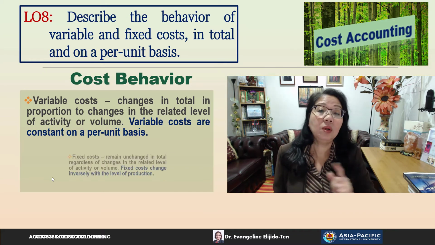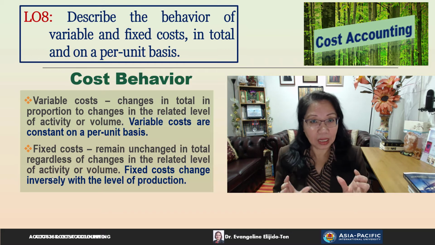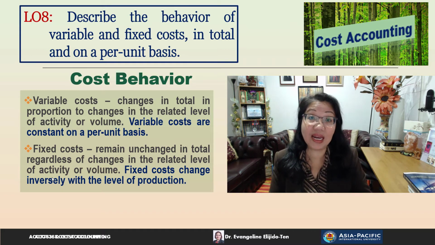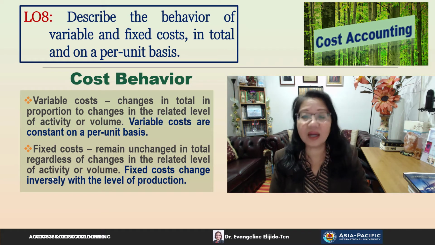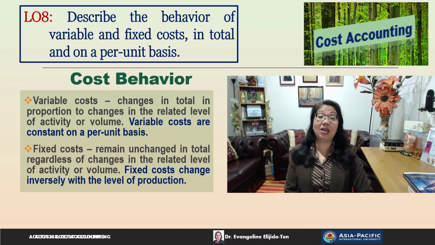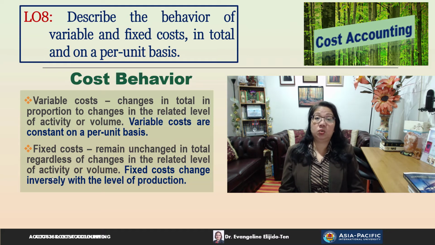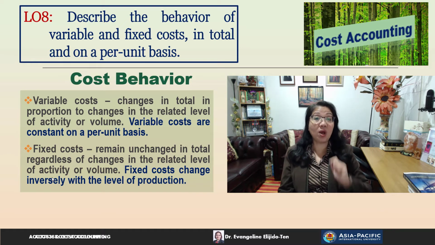All right. What about fixed cost? Fixed costs by nature remain unchanged in total regardless of the change in the related level of activity or volume. An example of a fixed cost would be the factory rental. If we are renting the factory for, let's say, $5,000 per month, and we produce 5,000 units per month, then that means the cost of rental per unit will work out to be just $1 per unit.